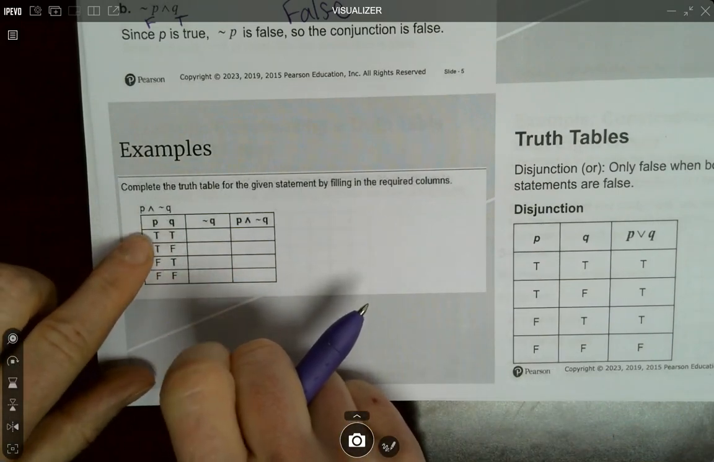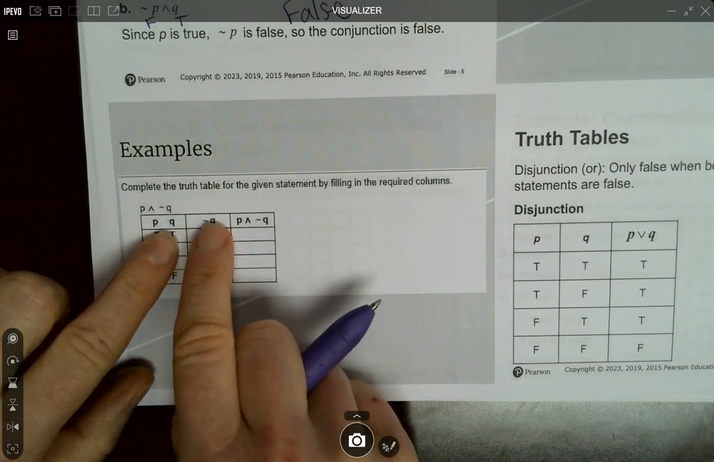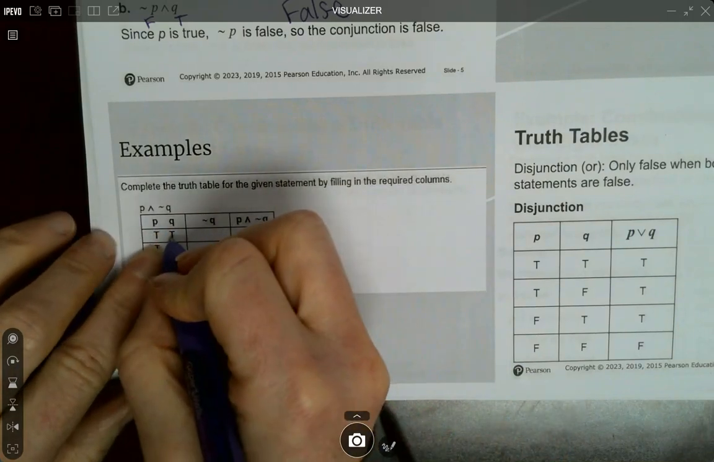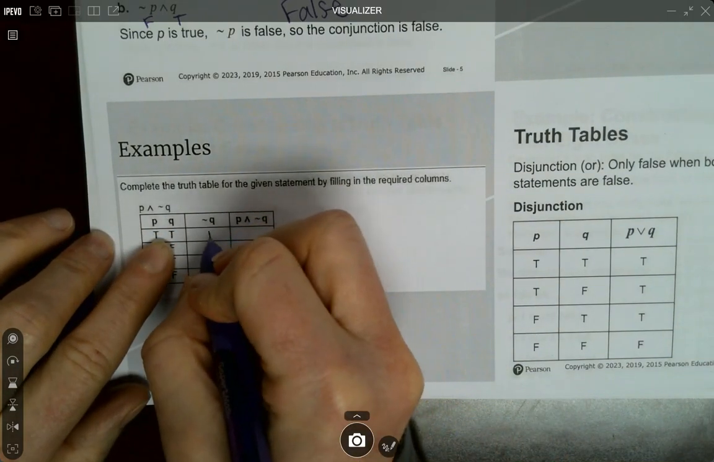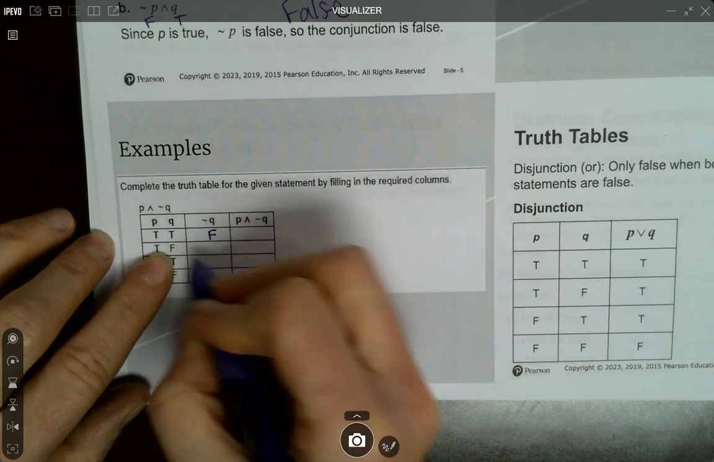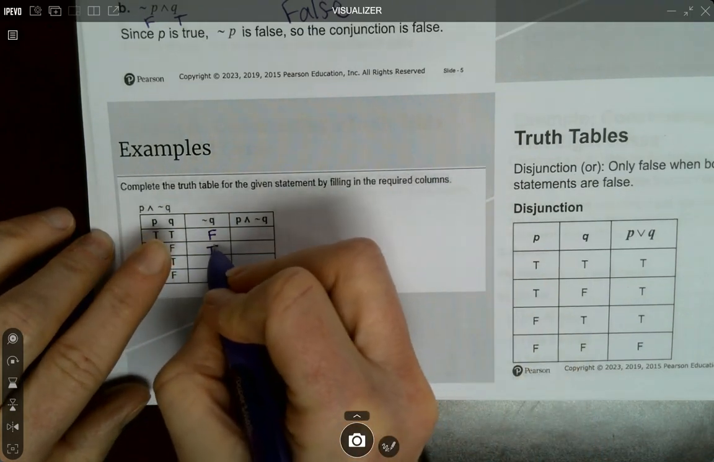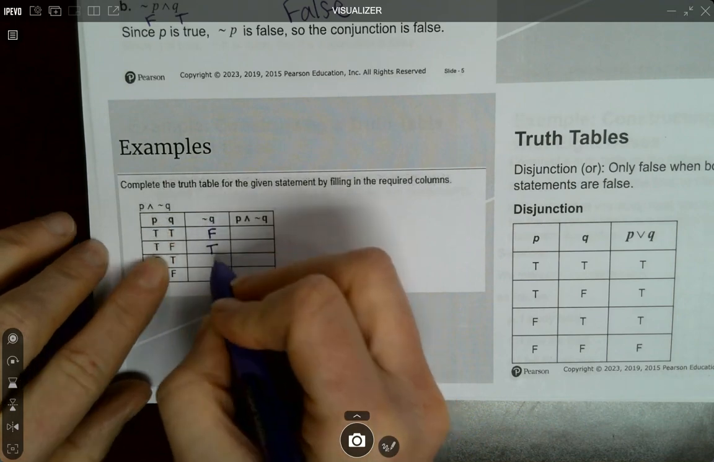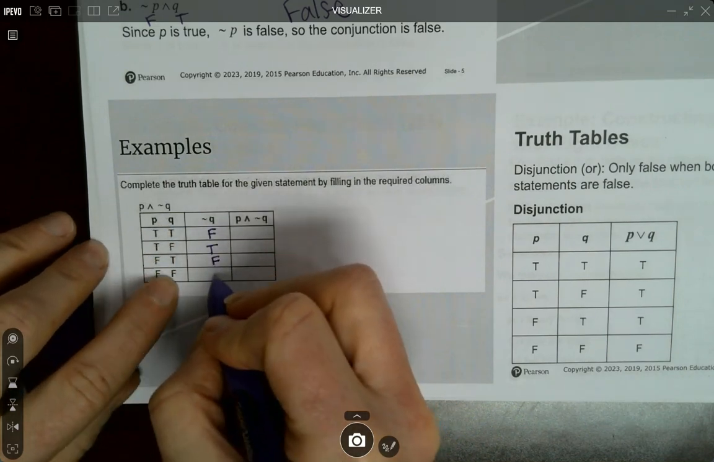The next one, let's fill in this table. So we have P is true, Q is true. So now let's fill in the not Q. So if Q is true, then not Q is false. If this is false, then this is true. They're always opposite of each other because that's the negation. So this would be false, this would be true.